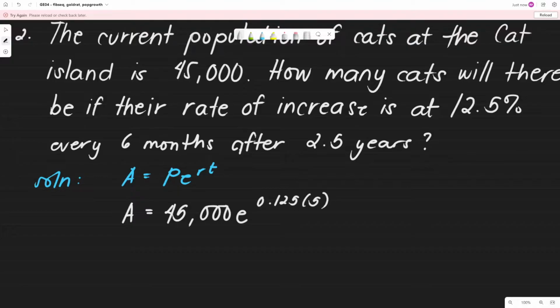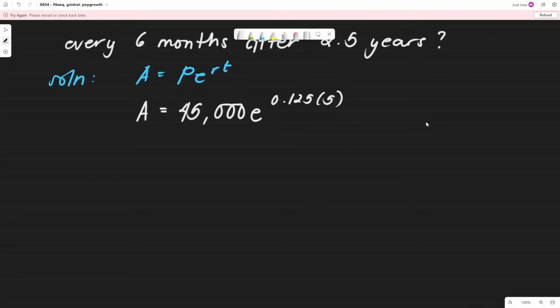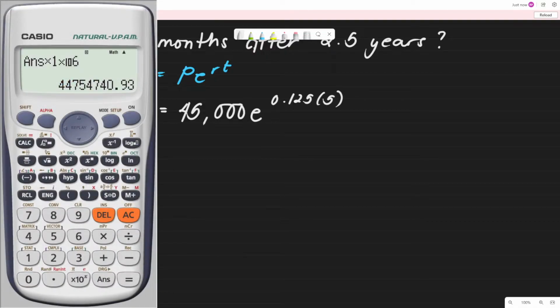Okay, so you need to be careful. We have here 45,000 e raised to 0.125 times 5. So let's open our calculator again. We have 45 times 10 raised to 3, which is equivalent to 45,000 if you want to type faster. Then shift LN to get the e raised to.